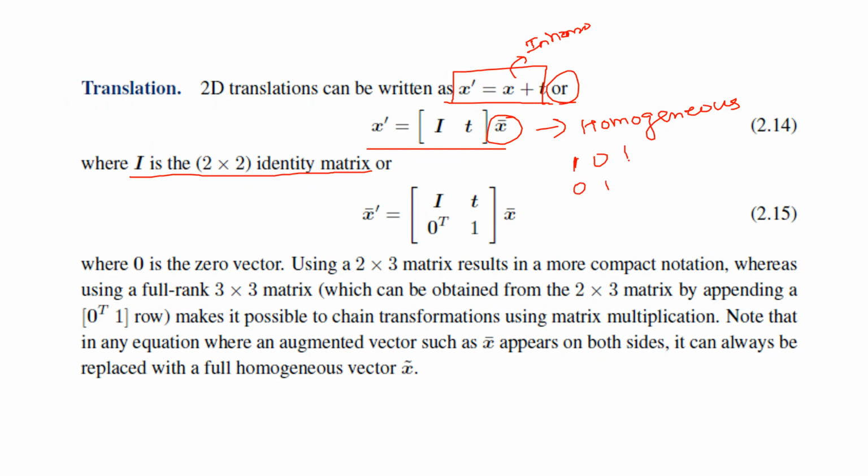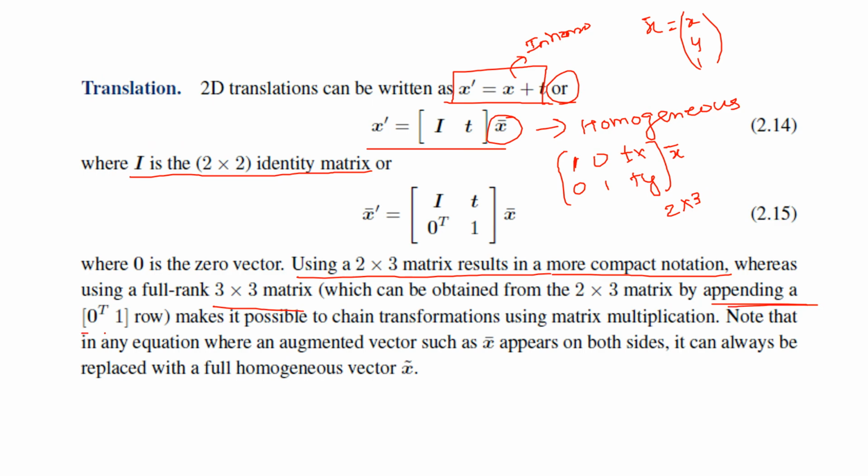How will the matrix be now? 1 0 0 1 tx ty. We know t is translation vector, so tx ty, and this is x bar. X bar, we know, is x y 1. So now you can see it is a 2 row 3 column, 2 cross 3 matrix. Using a 2 cross 3 matrix results in more compact notation, which is not that easy to perform manipulations. So we are going to convert it to a 3 cross 3 matrix, a full rank matrix.